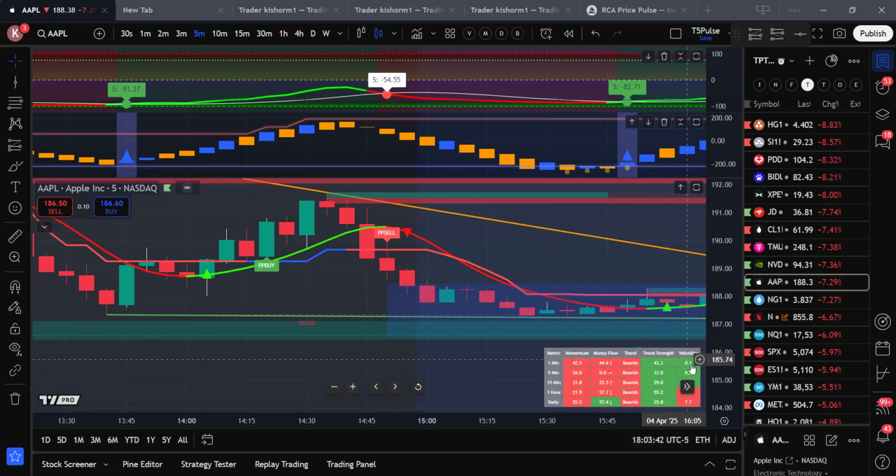Here it is telling volatility is not so high. It is okay. You can take the trades for 5 minutes, 1 minute, 15 minutes. It is okay. But in daily, generally Apple may not move 7 points up or 7 points down.